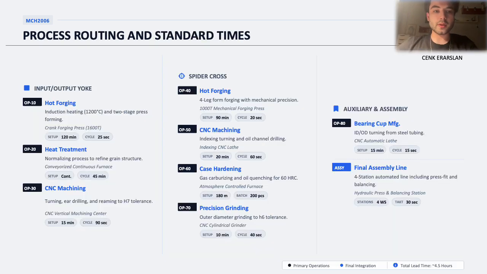And now I'll continue with process routing and standard times. We start with input and output yoke. At first, it is hot forging, and then we'll continue with heat treatment, and at last, we'll finish it with CNC machining. And when it comes to spider cross, again we start with hot forging, and then it continues with CNC machining, and then case hardening, and at last precision grinding. And when it comes to auxiliary and assembly, we start with bearing cup, and then we finish it with final assembly line.